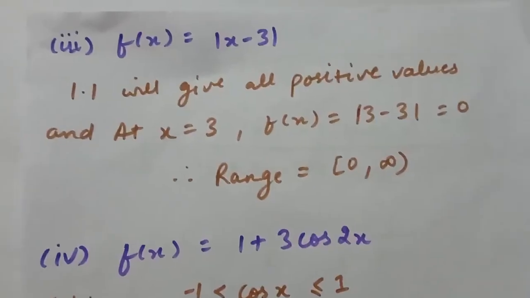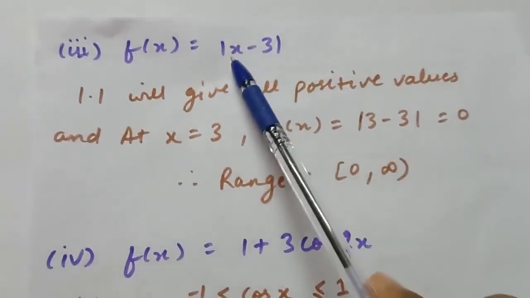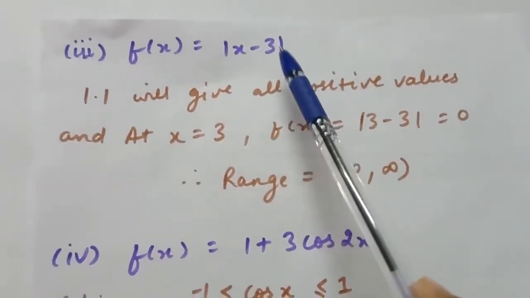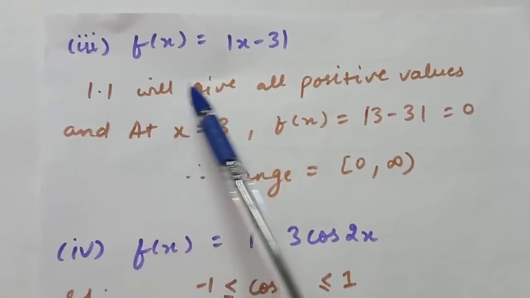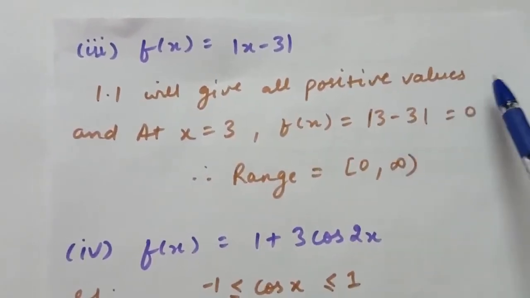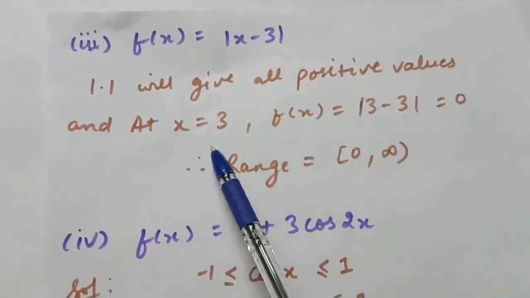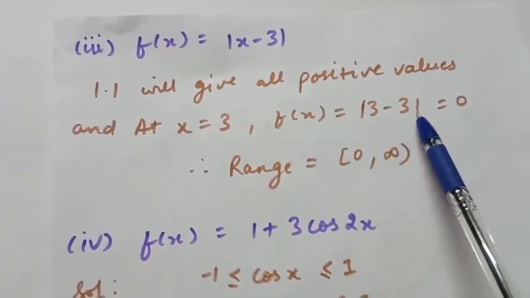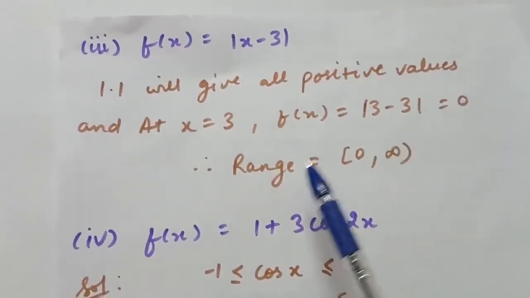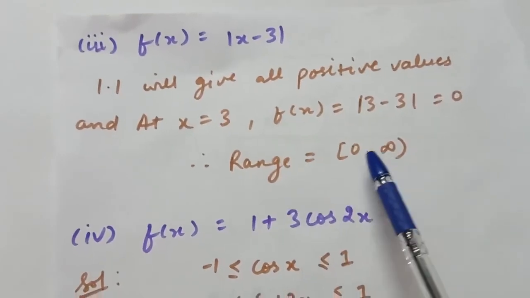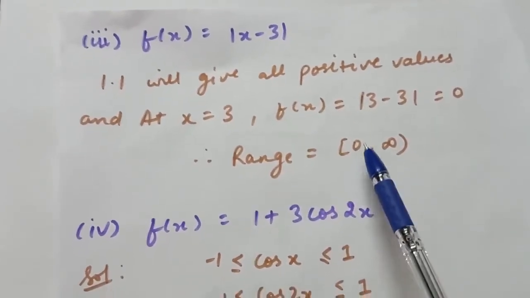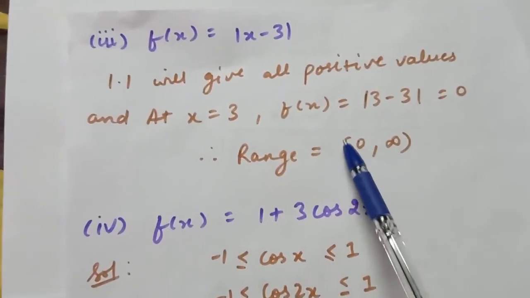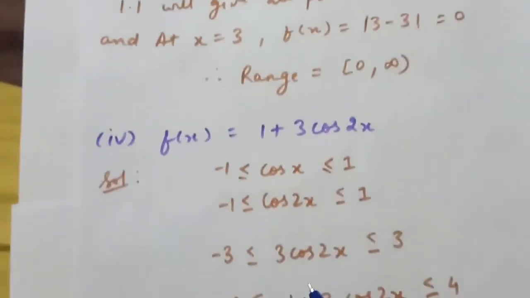See, the third part is f(x) is equal to modulus of x minus 3. As we know, modulus always gives positive values. Also at 3, you can see f(3) is 3 minus 3, which is 0. So the range is all positive values and 0 will also be there. So 0 to infinity, and at 0, a close bracket will come.